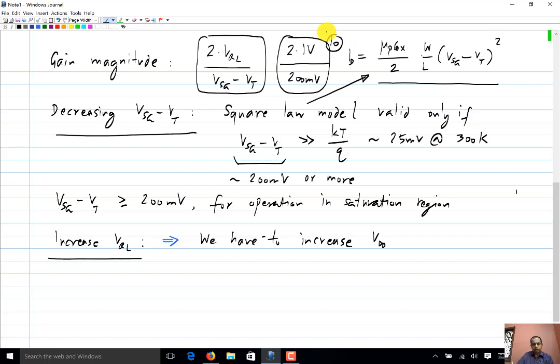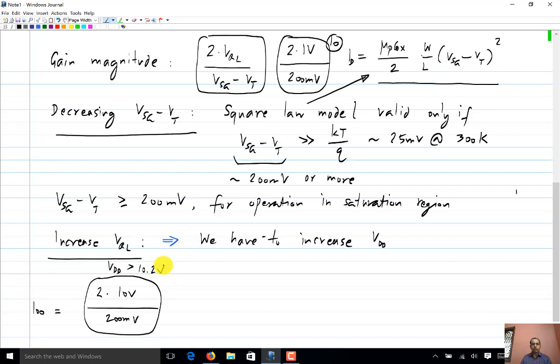Okay, this is for a gain of 10. Now let's try a gain of 100. The denominator is 200 millivolts. The gain is 100 equals 2 times the voltage across the resistor divided by it. In this case, the numerator has to be 20 volts or the voltage across the resistor has to be 10 volts. And the total supply voltage is greater than 10 volts plus 200 millivolts or 10.2 volts. This looks manageable, but you may have heard that with modern processes, supply voltage is reducing. So compared to modern standards, this is a high supply voltage.